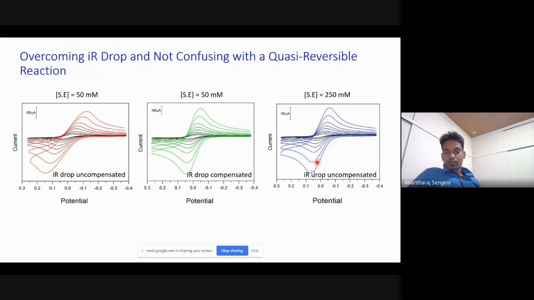By doing that, you can achieve better reversible characteristics in your CV with increasing scan rate. So this is how you confirm that your CV is not of a quasi-reversible nature, but of a reversible reaction, but is being affected by both IR drop and double layer capacitance.